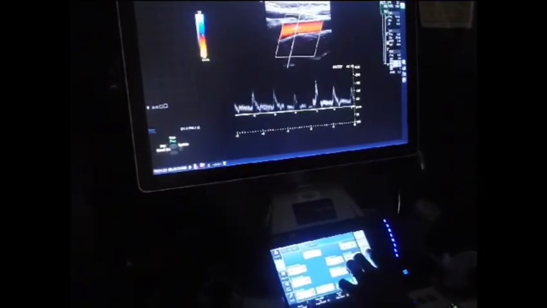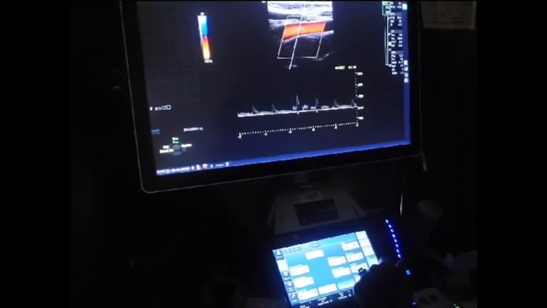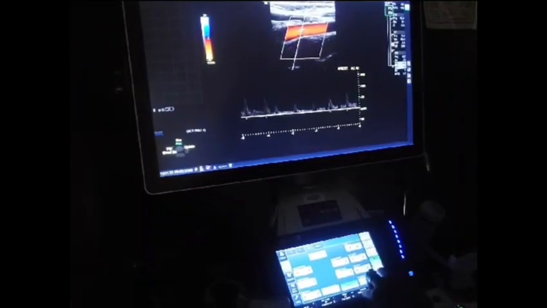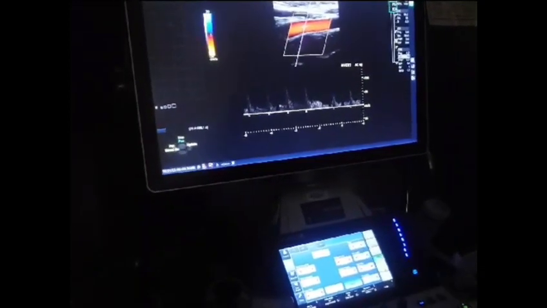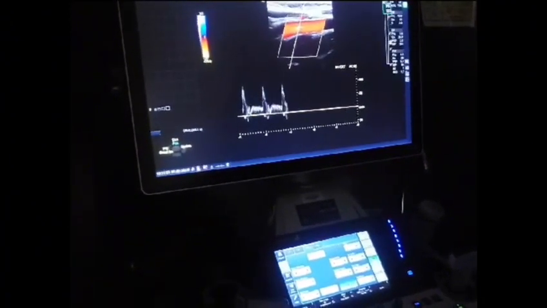Also, you don't want it looking like this, that's suboptimal, okay? So you want to make sure your scale is nice. I always say your velocity should be about 3/4 of the scale. Okay.